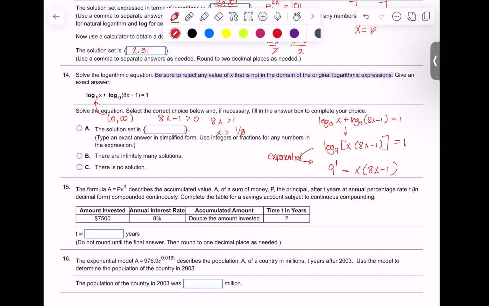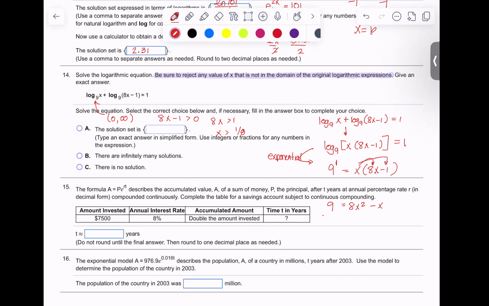And this is going to give you a quadratic equation, which you can solve however you want to solve a quadratic equation. And I know it's going to be quadratic because I'm going to multiply an x times an 8x, which is going to give me 8x squared. So I'm going to write it down here. 9 equals 8x squared minus x. I'm distributing that x across each of those.